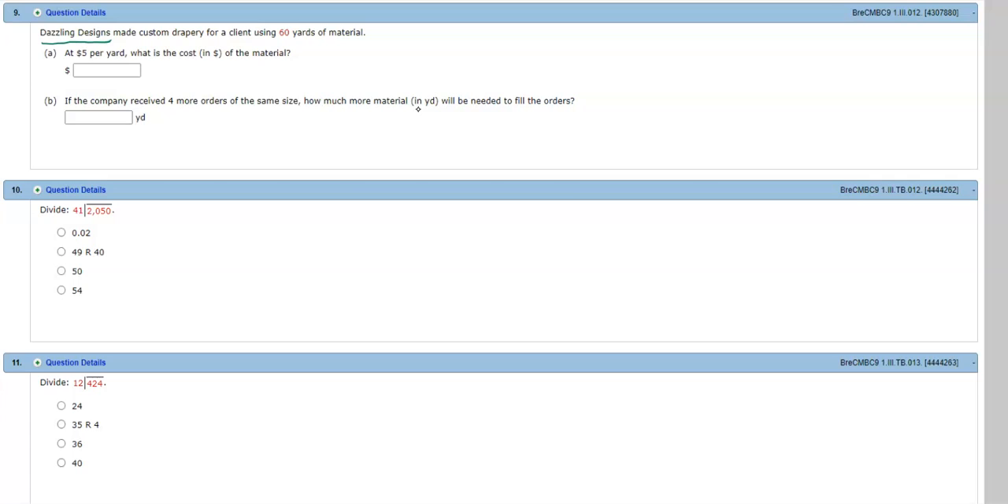They made custom drapery for a client using 60 yards of material. Now we're getting something over here. See how it says $5 per yard? There's a name for this kind of a price. Do you know the name of this price, $5 per yard? It should be called the unit price, because this term unit gives you the idea of one, like for one of something.